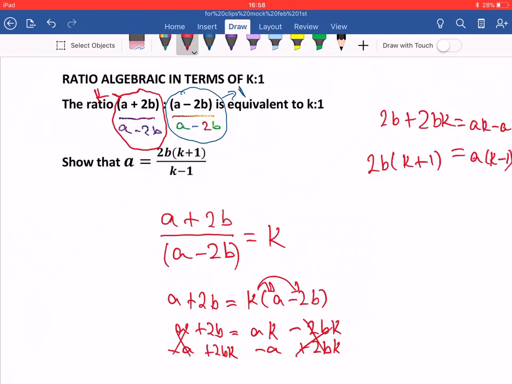And now all you have to do is divide both sides by K minus 1, and you're done. I'm going to start with A, but all I'm doing here is dividing by K minus 1 and dividing by K minus 1. So that cancels out. So I'm going to have A is equal to 2B, K plus 1 over K minus 1. And we're done. Ta-da!